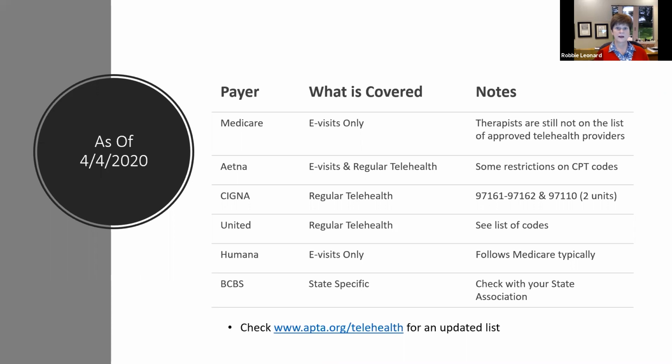So that information is also on the apta.org telehealth website. So go to that website, scroll down to about the middle of the page, and you're going to see a list for the national payers, for state-specific payers, for workers' comp, etc. So I would encourage you to check that out and read the full reference so that you know and develop your own little cheat sheet for the payers in your market, your state.